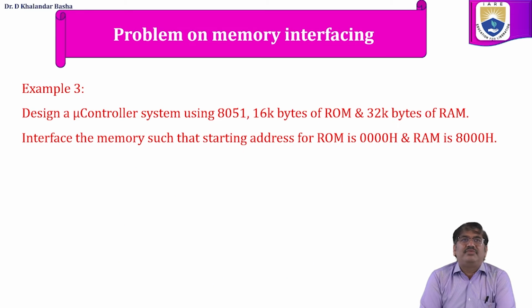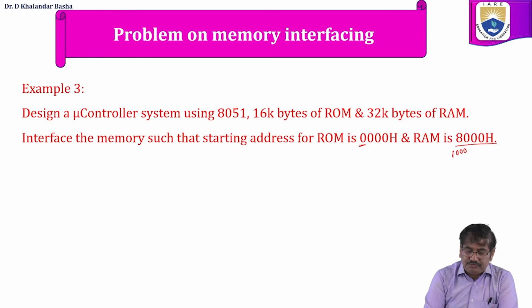Next, we will see the next example, which is: design a microcontroller system using 8051. We want to interface some memory blocks, which are 16K bytes of ROM and 32K bytes of RAM. Interface the memory such that the starting address of ROM is 0000 and the RAM is 8. So if you observe the higher address lines, 0 means we are going to use the unused address lines with 0, whereas if you see the upper 4 bits, 8 means we are going to have the configuration 1000. So left out bits will be configured according to this address.